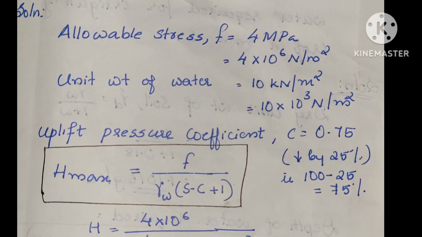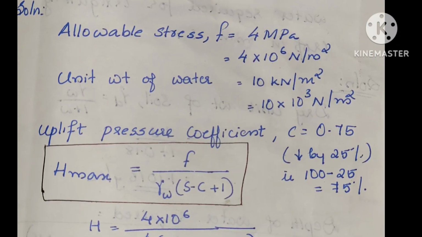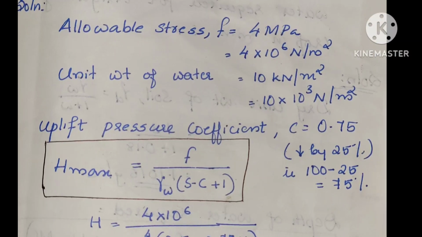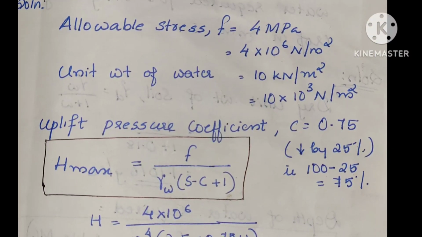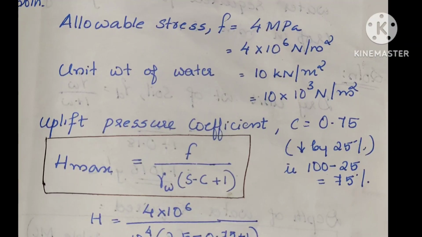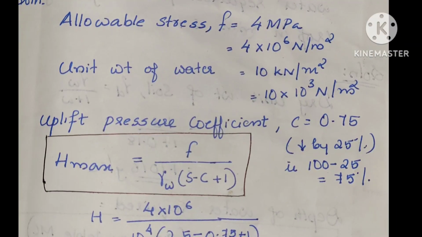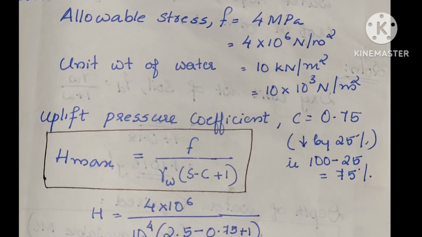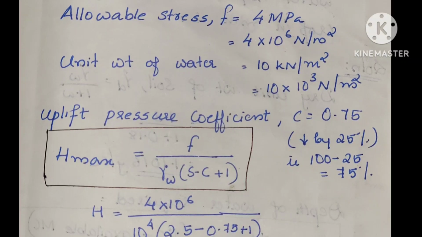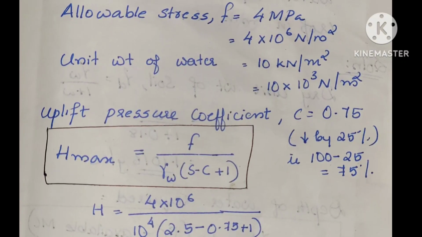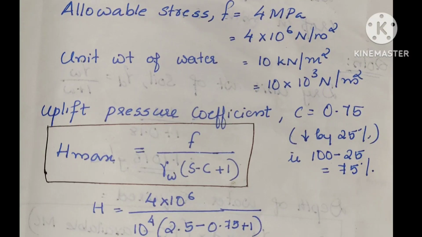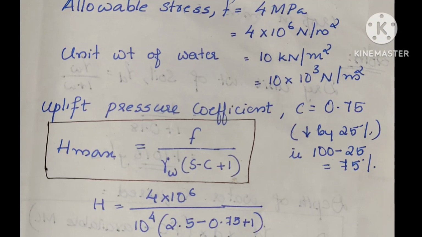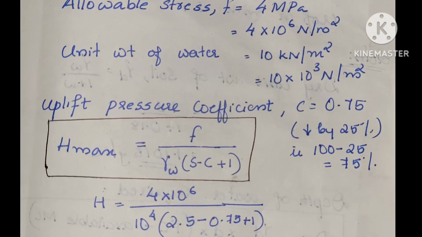In the question, it's given that the safe allowable stress of foundation is 4 megapascal, and the safe allowable stress is denoted by small f. Here the unit is megapascal, so you have to convert it into Newton per meter square. So 4 megapascal is 4 into 10 to the power 6 Newton per meter square. Then the unit weight of water, already given in the question, is 10 kilonewton per meter cube. It's also converted to Newton per meter cube, so it becomes 10 into 10 to the power 3 Newton per meter cube.